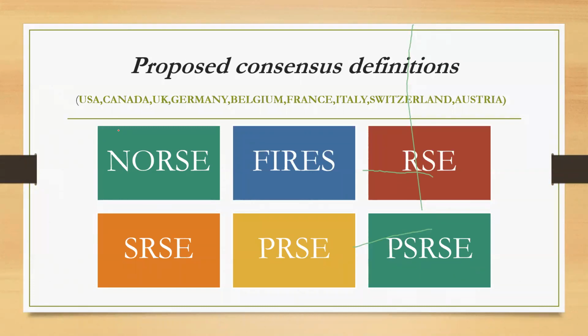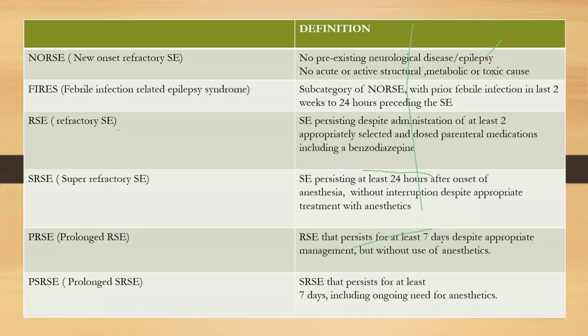So we have newer definitions. That is, we have to know about NORSE, FIRES. We'll discuss this in detail. So as of now, we know that status is 5 minutes for generalized tonic-clonic seizures. That is T1. So we'll look into what are these newer terms.